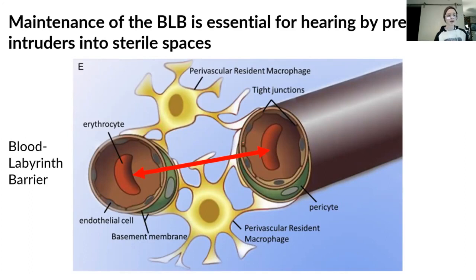And what we see here is a diagram showing the blood labyrinth barrier. And so you have some endothelial cells right here, and we've seen this already in terms of capillaries, so this is nothing new to us. We've got tight junctions and they're stuck to a basement membrane, right? And so these cells are being supported by a cell called a pericyte, right? And that's going to be up around the side. And then you've also got these cells called perivascular resident macrophages. And these are what's actually going to excrete the MMP-9.